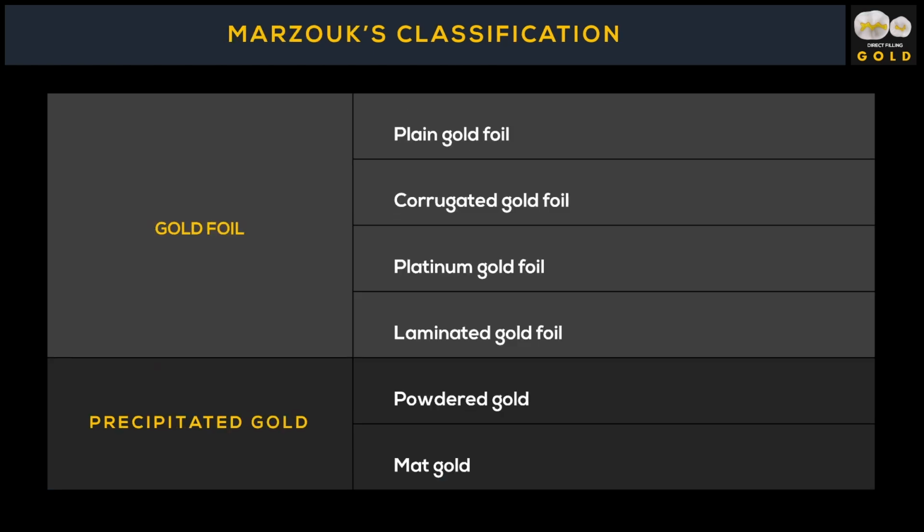While Marmsuk has classified direct filling gold into two categories, the gold foil and the precipitated gold. The precipitated gold consists of the electrolytic precipitate and also the powdered gold. The gold foil is subdivided into the plain gold foil, the corrugated gold foil, the platinum gold foil and the laminated gold foil. The precipitated gold is subdivided into powdered gold and the matte gold.